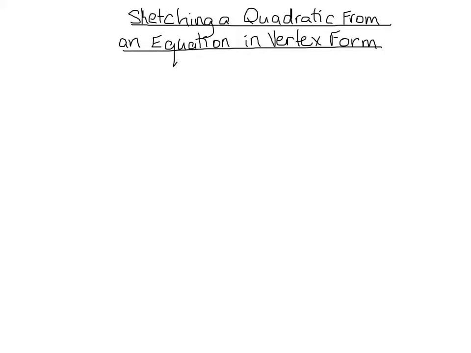In this video, we're going to look at the simplest way to sketch a quadratic graph if our function is in vertex form. So what do I mean by vertex form? Well, if our equation looks like this, y equals a(x minus h) squared plus k, then it's in vertex form. If it looks like this or similar to this, close to this in any way, it's in vertex form.